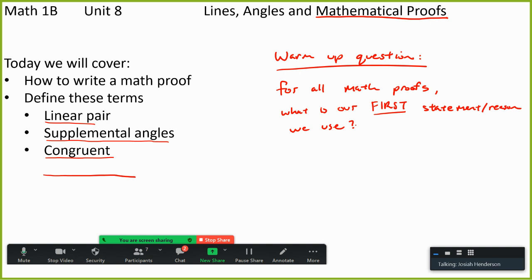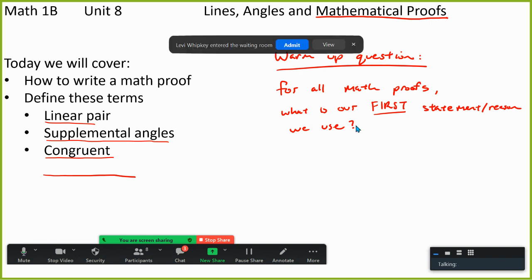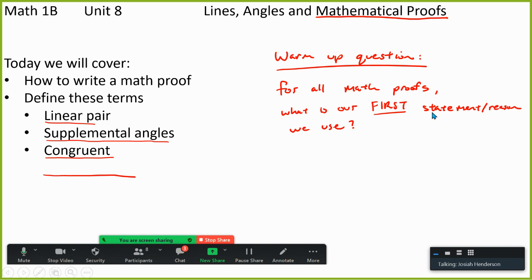Every proof we do will be a little different because it'll have different information, and then we're supposed to prove something different. But that said, there's always something consistent that we'll use for every math proof for the very first line, the first statement and reason line. That's our warm-up question. See if you can remember that or see it in your notes and type it in the chat.